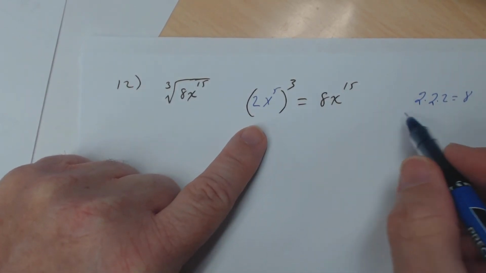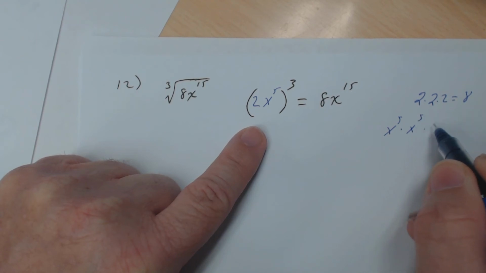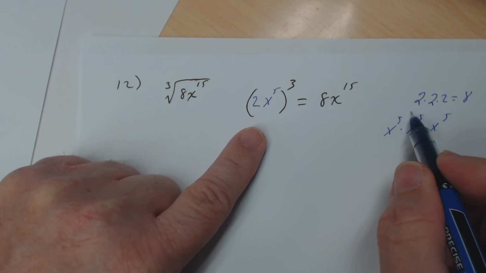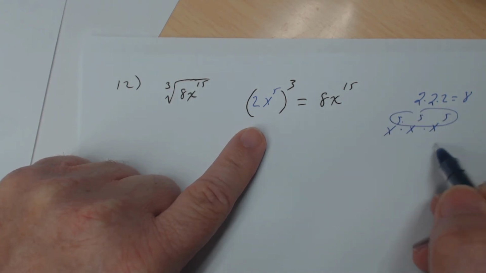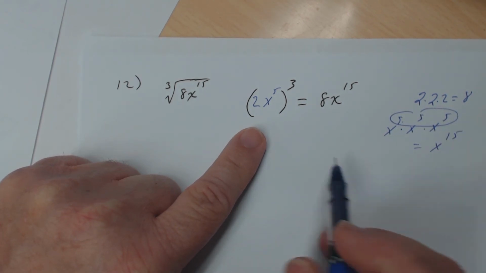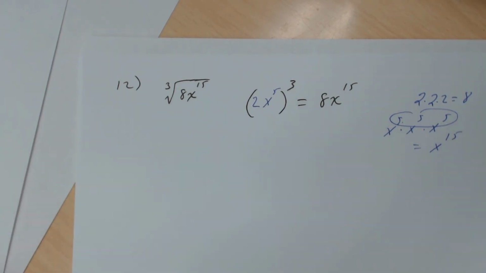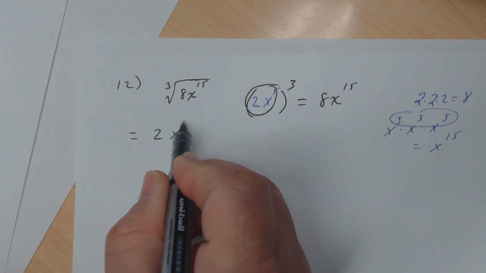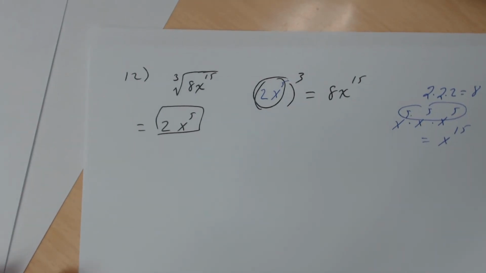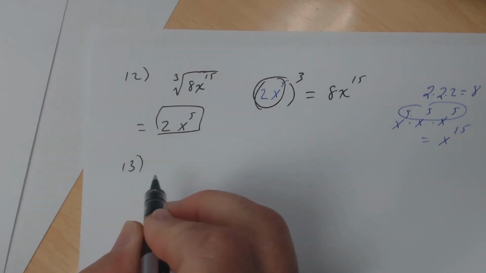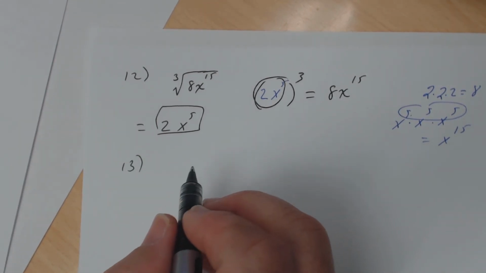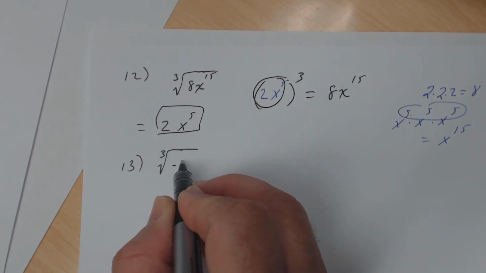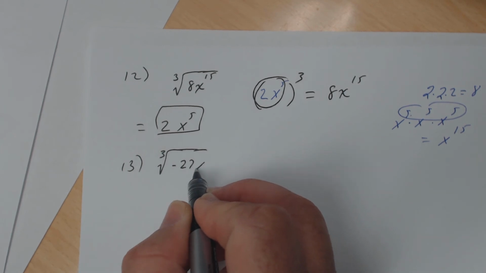So we have x to the 5th times x to the 5th times x to the 5th. When you multiply like bases, we use the product rule: we add exponents. 5 plus 5 plus 5 is 15. So I get x to the 15th, and that's what I wanted. So this right here is correct. The answer is 2x to the 5th. All right, number 13. Suppose you had the cube root of negative 27 x to the 9th.